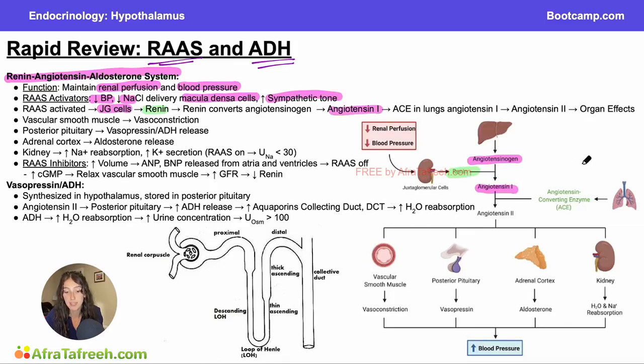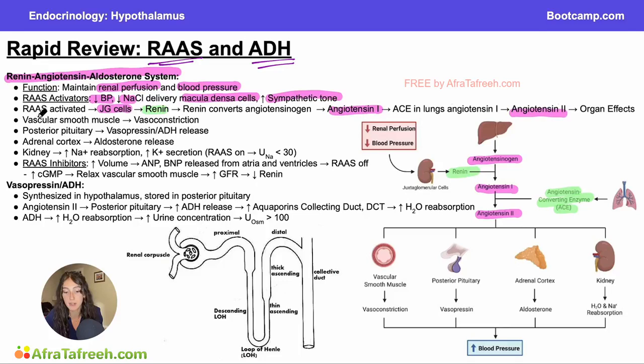Then we have our second enzyme in this pathway, ACE, or angiotensin converting enzyme. ACE is an enzyme that lives in the lungs, so it just kind of hangs out in the lungs, but once it's fed angiotensin 1, it is going to convert angiotensin 1 into angiotensin 2. And then angiotensin 2 is going to be kind of our active component here that goes around to all these different organs and exerts the end organ effects.